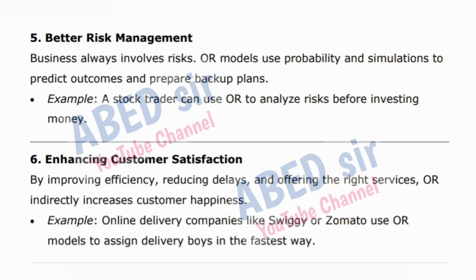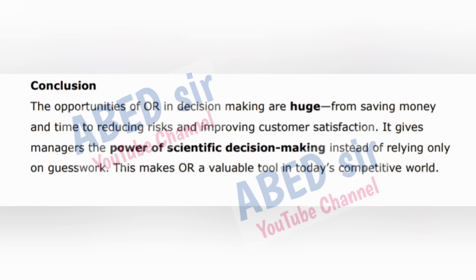6. Enhancing customer satisfaction. By improving efficiency, reducing delays, and offering the right services, OR indirectly increases customer happiness. Example, online delivery companies like Swiggy or Zomato use OR models to assign delivery boys in the fastest way.